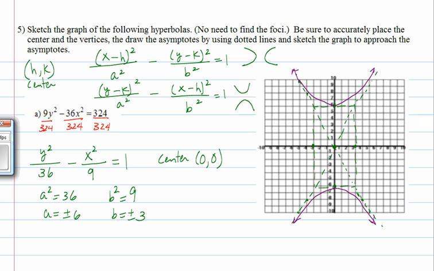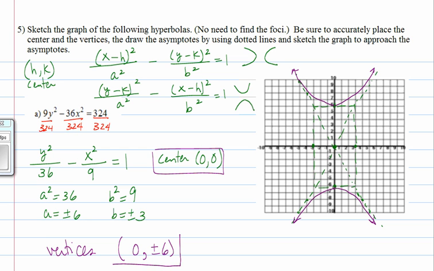Now we just need to do one more thing. We already found the center. We just need to say what the vertices are. And that is (0, 6) and (0, -6). So now we've addressed all the questions.